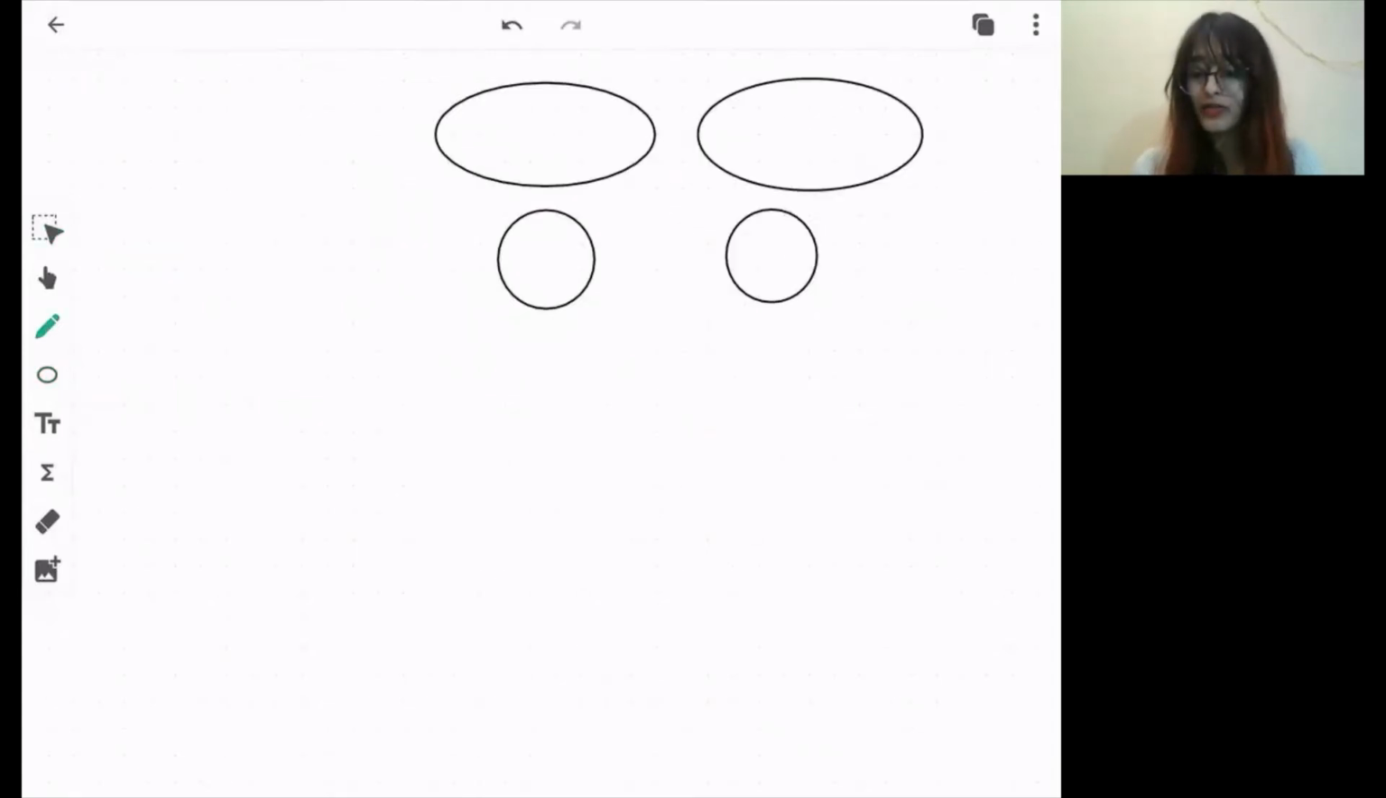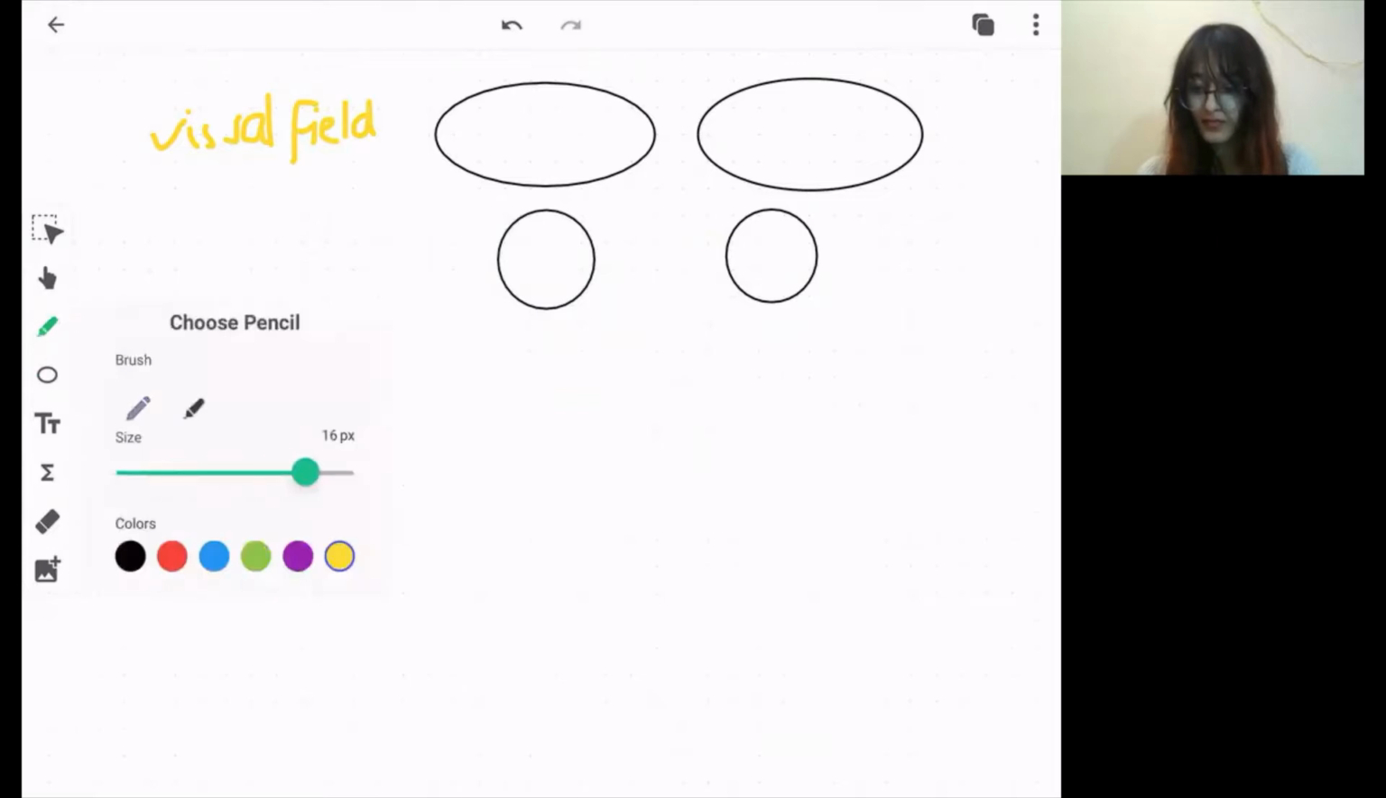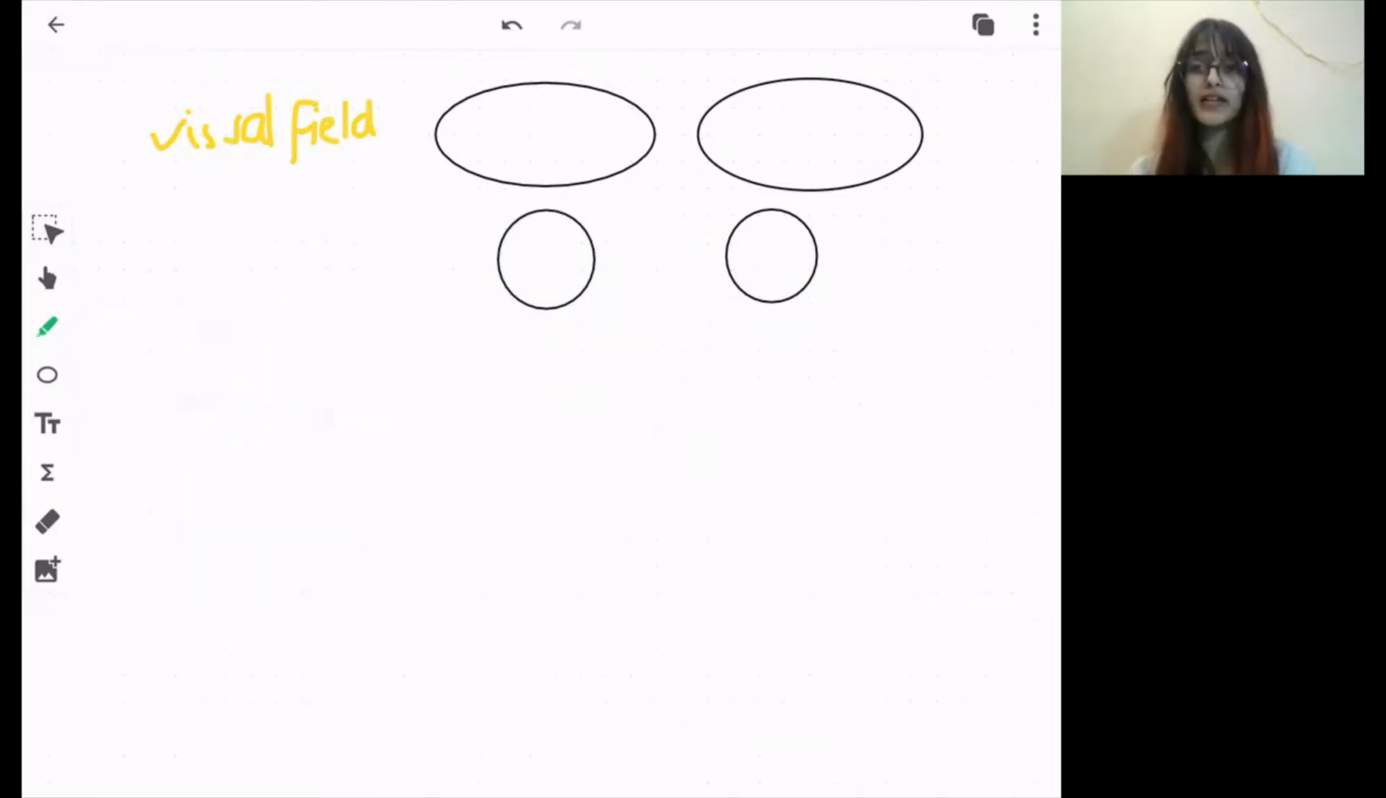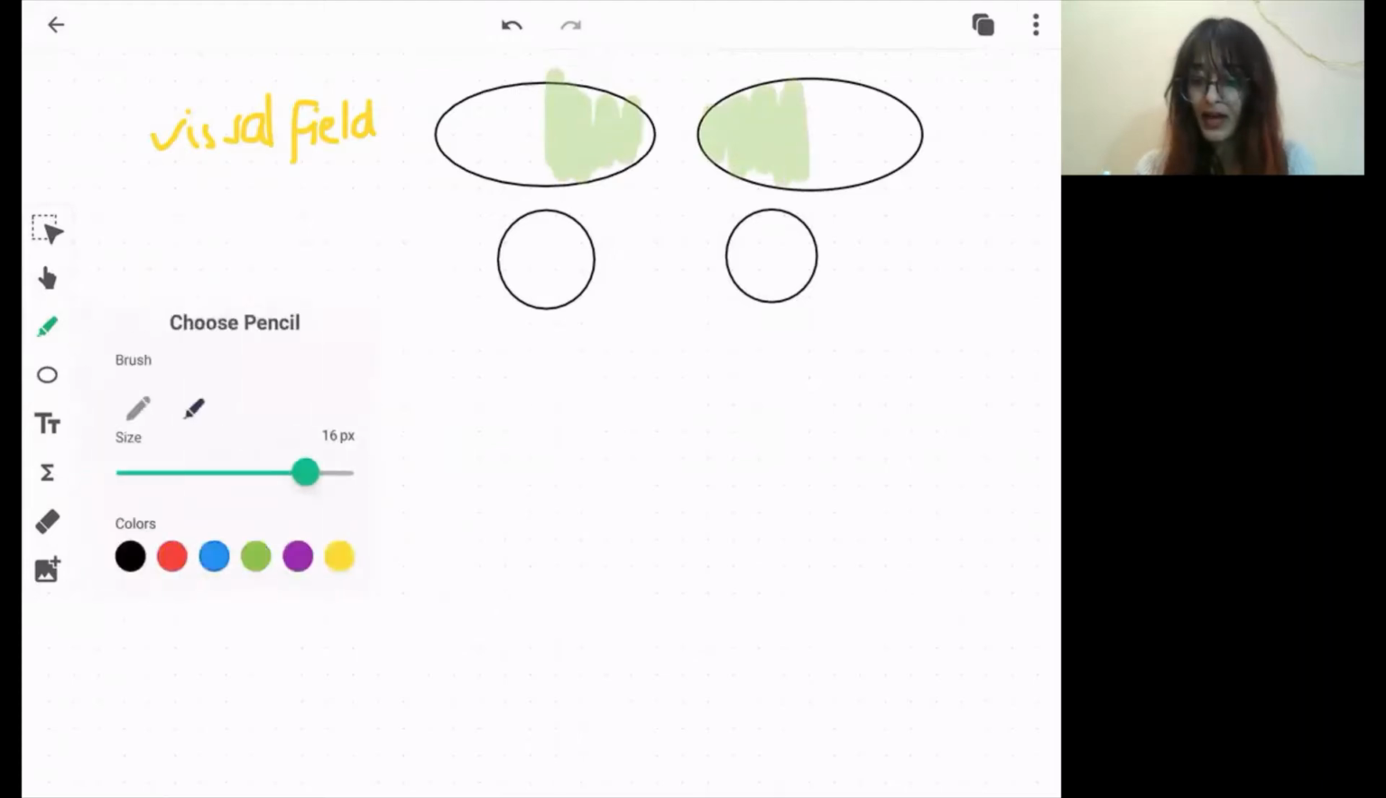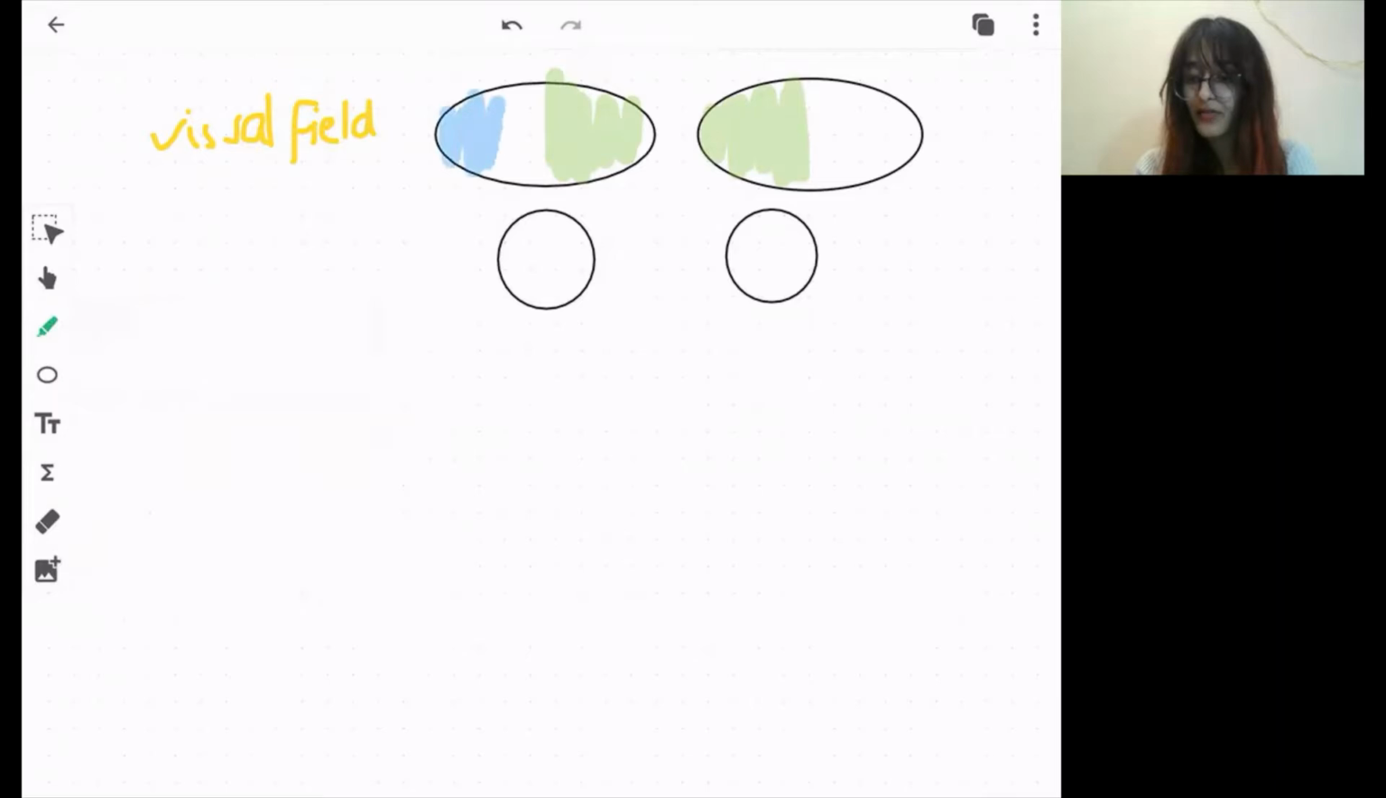And here I have drawn the visual field of each eye. Now I can divide each visual field into two halves. A more medial, that will be the nasal half, and the lateral half, which will be called the temporal half.